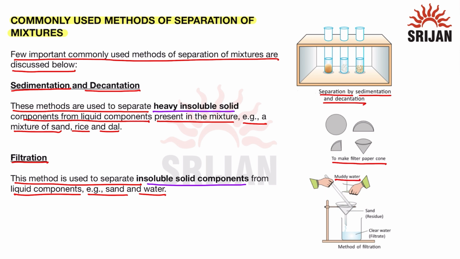Now this is the muddy water, or the mixture of sand and water, and we take this filter paper cone. Now using this we can separate the sand from the water. So the clear water will filter down in the beaker. This water is known as filtrate, and sand will be left on the top of the filter paper, and this is known as the residue. So we have separated the insoluble solid component, that is sand, from the liquid component, that is water. So this is the method of filtration.